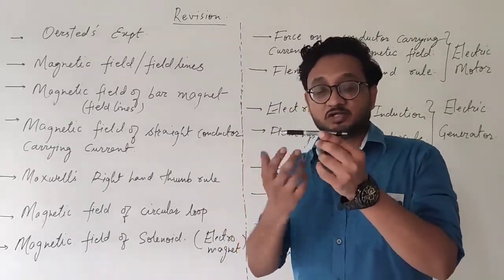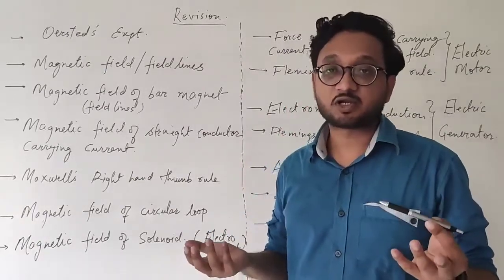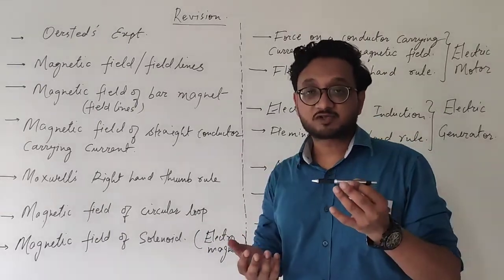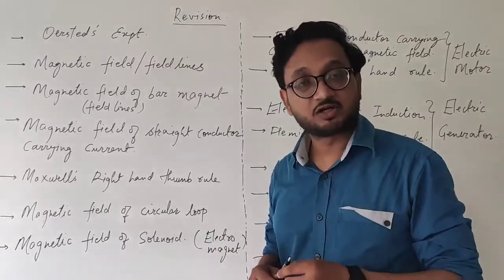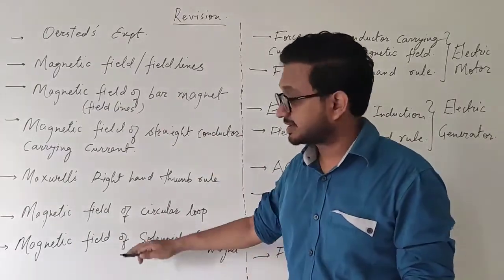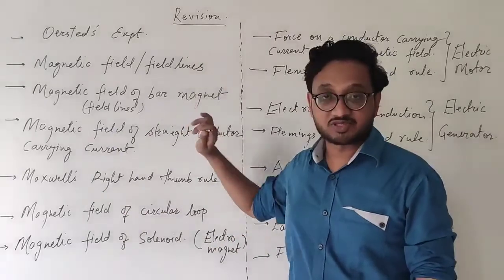Now if you change the direction of the batteries, then the north pole and the south pole of the solenoid or electromagnet also change. So you can change the direction of the current and you can change the direction of the poles. This is the difference between a bar magnet and a solenoid: this is temporary, this is permanent; direction can be changed, directions cannot be changed.